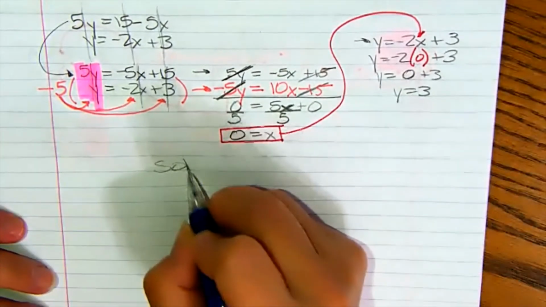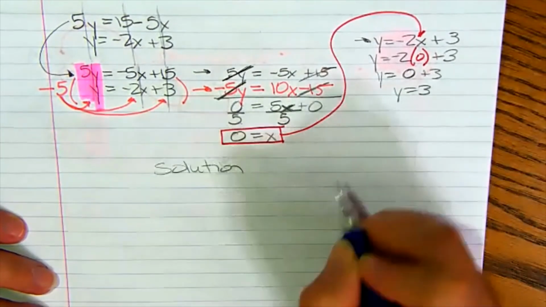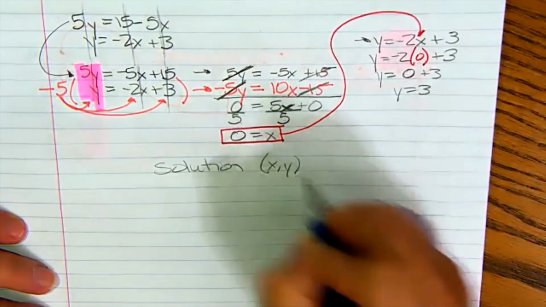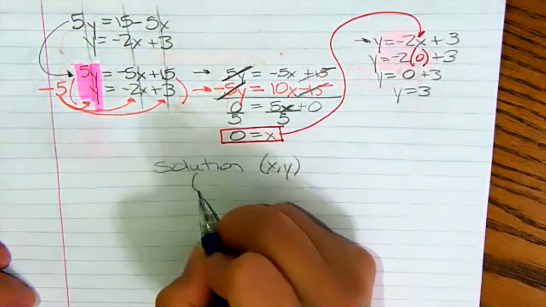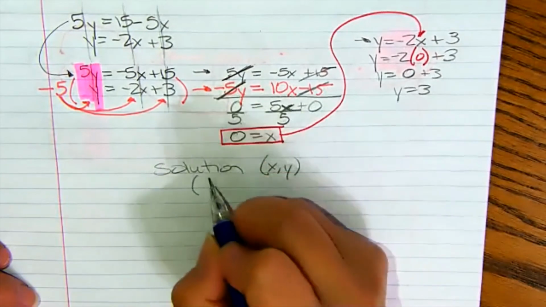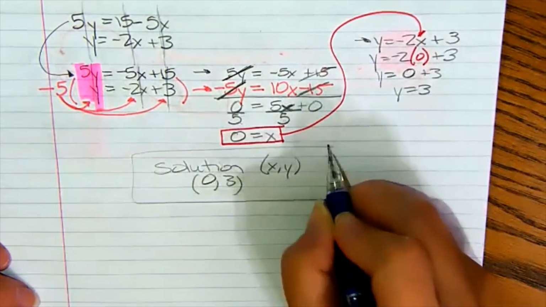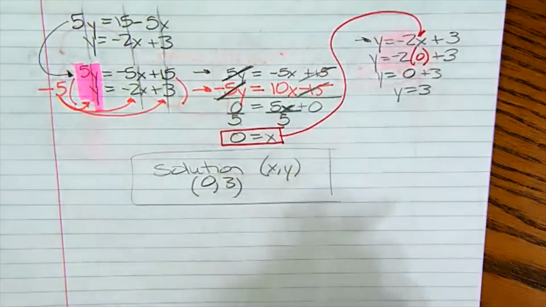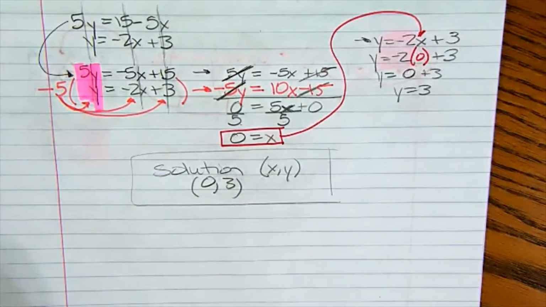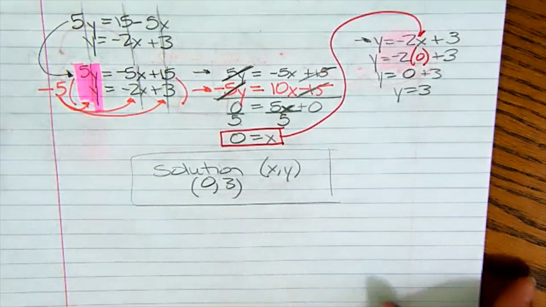And we know that a solution to a system of equations is always an x, y. And yes, order matters. My x is 0, my y is 3. Boom. There we go. That's what we're doing today.